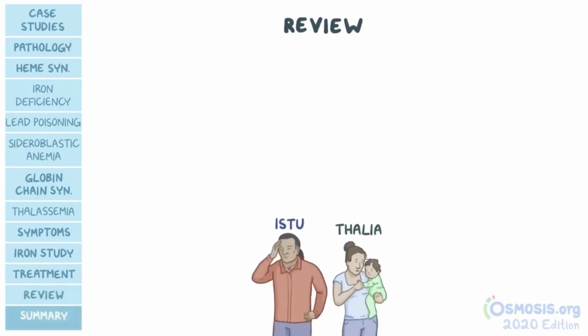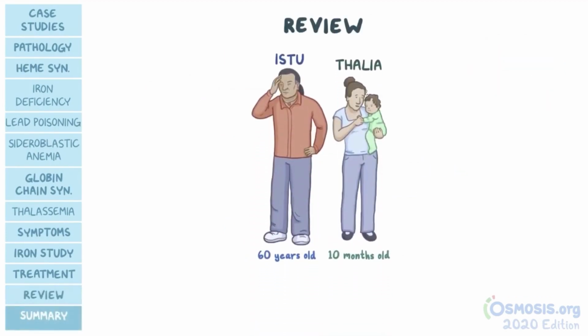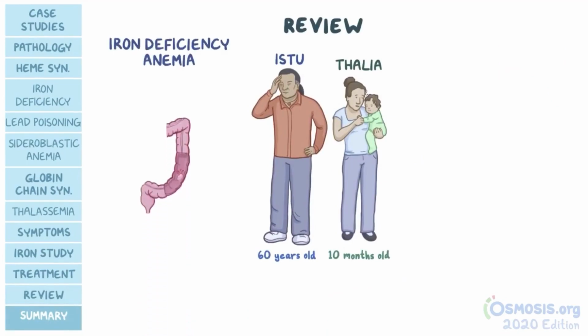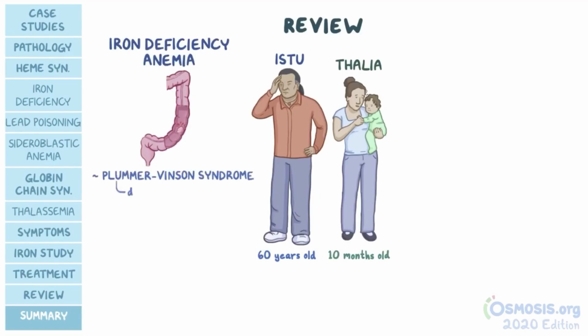Now back to the patients. Due to his age, IS-2 most likely has iron deficiency anemia due to colon cancer. He also has Plummer-Vinson syndrome, which is causing his dysphagia. This can be confirmed with iron studies, and it's important to order a colonoscopy to check for colorectal carcinoma.